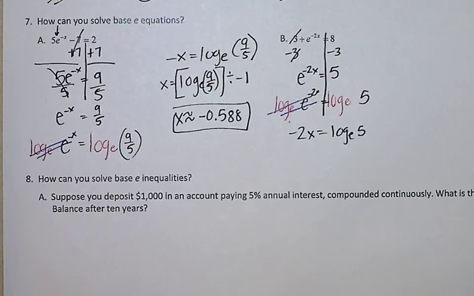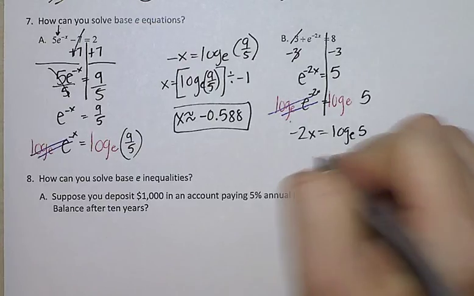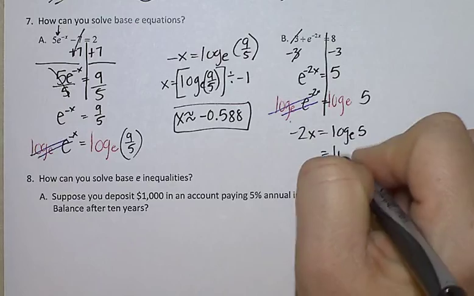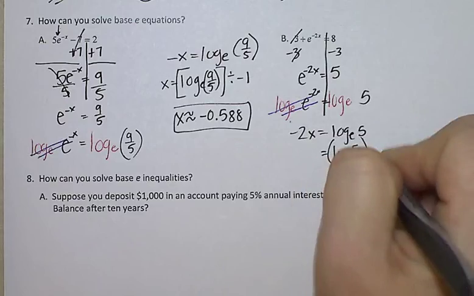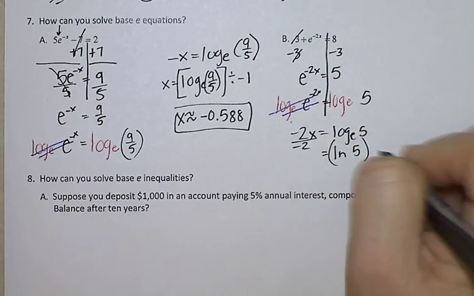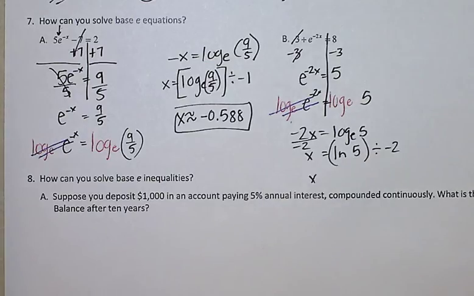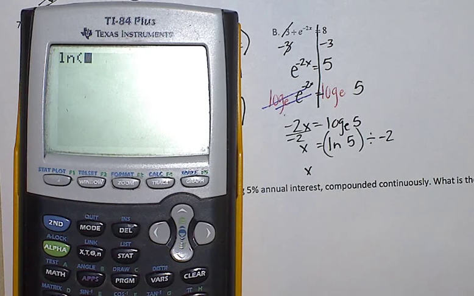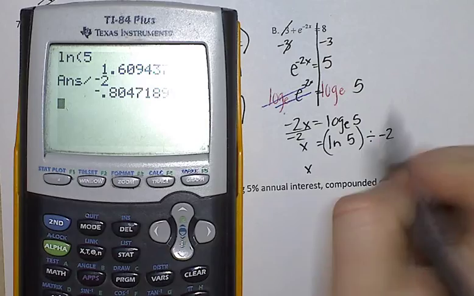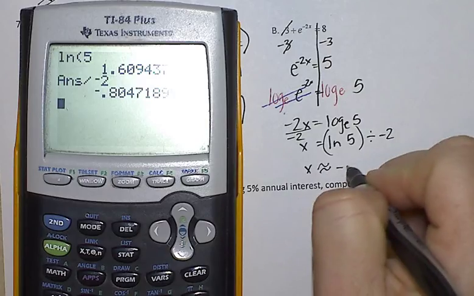Recall that log base e is really the natural log. So ln of 5, I'm going to put it in parentheses because I recognize the last step is going to be to divide by -2. On the calculator, let's go ln of 5. Get an answer and divide it by -2. And now round it to the nearest thousandths.